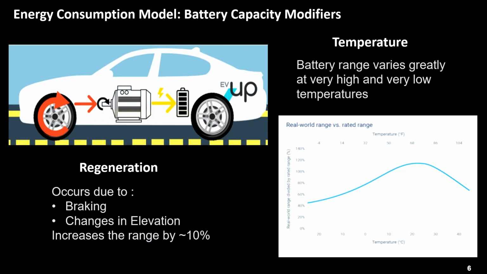These parameters deal with the amount of charge that is available for use during a drive. The regeneration effect causes an increase in battery capacity, while the temperature causes a decrease when the temperature is at either extreme.